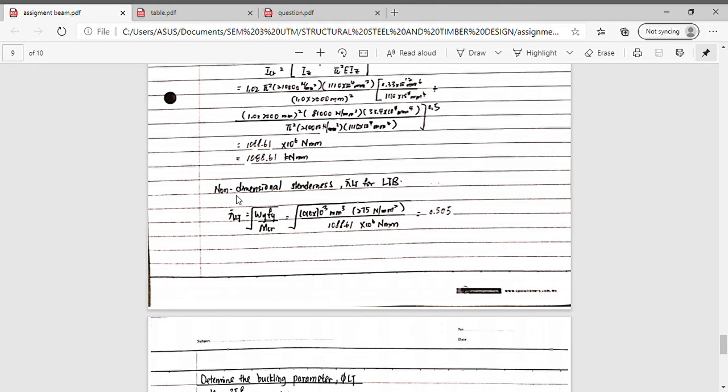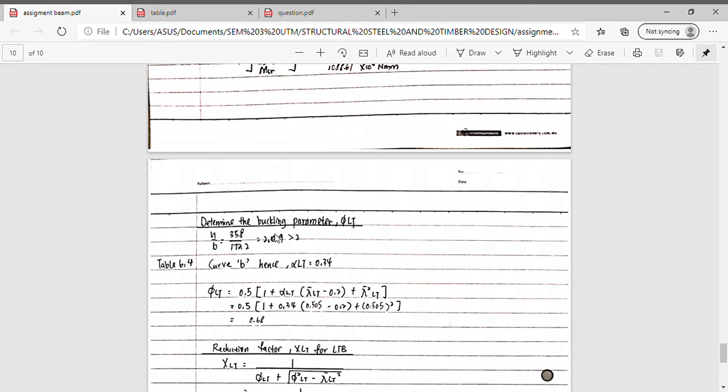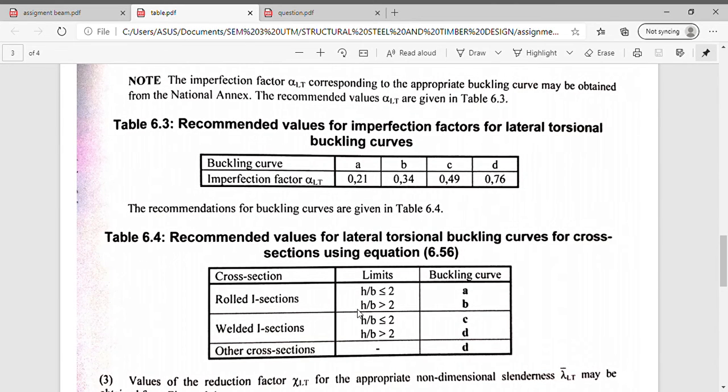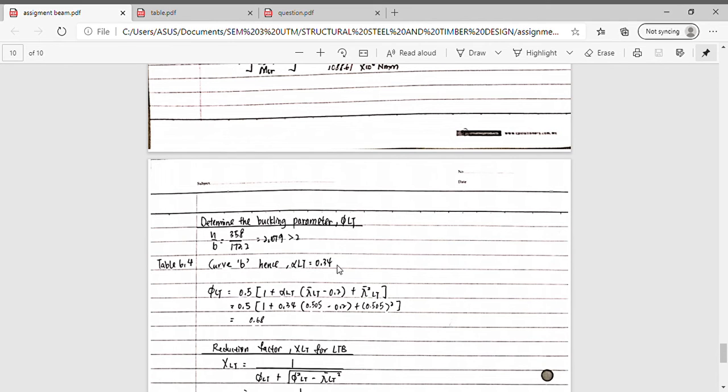Then I will calculate the slenderness, also substituting all the data. Then I will determine the buckling parameters. Using H divided by B, referring to Table 6.4, H divided by B is greater than 2, so it is buckling curve B for a rolled I section. Because of curve B, the imperfection factor is 0.34, and then we substitute into this formula to get the answer.